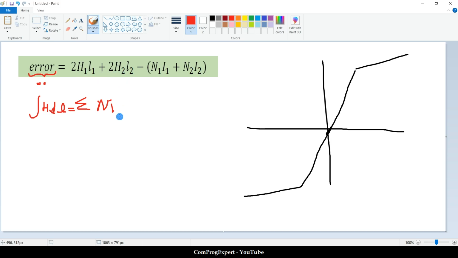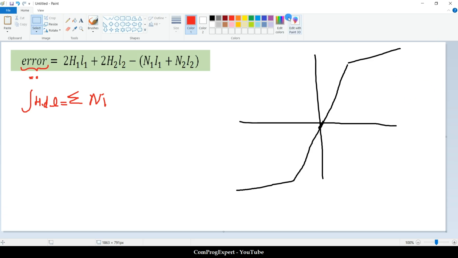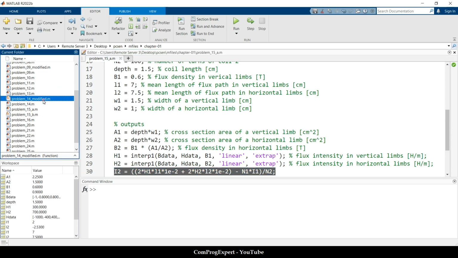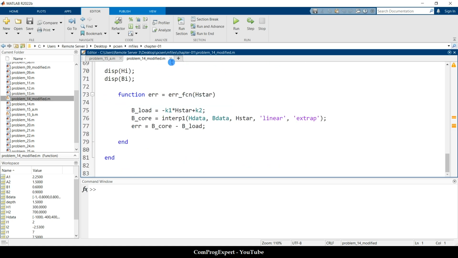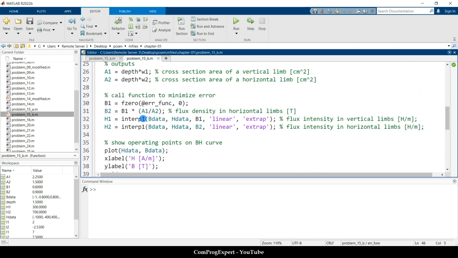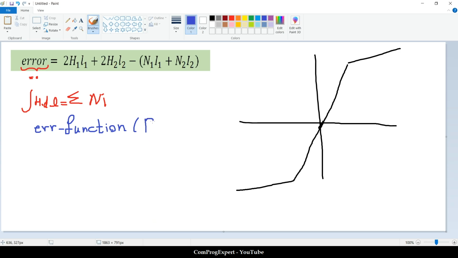How can we define a single variable function to calculate the error and solve this problem? I can consider this error function, and this time, instead of H that we considered for the previous problem, I am going to consider B1 as the variable of the function used for fzero. So here, we consider B1, an arbitrary number, right? This is B1 or B1 star.